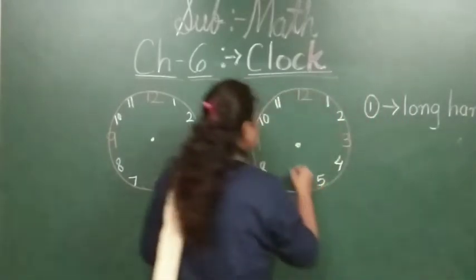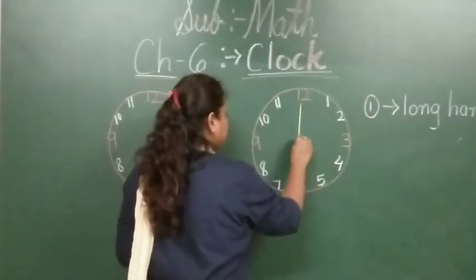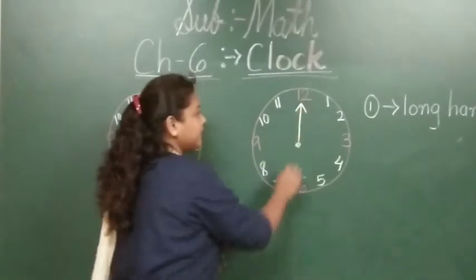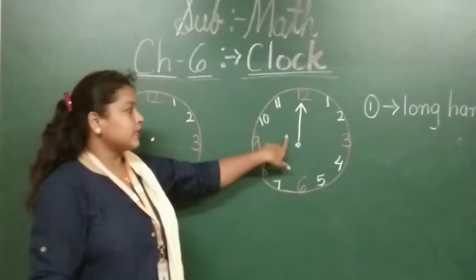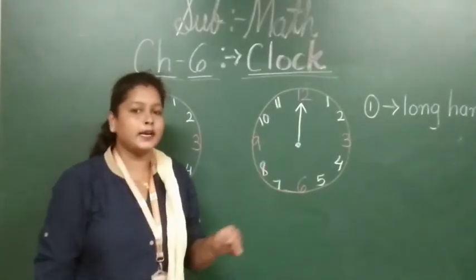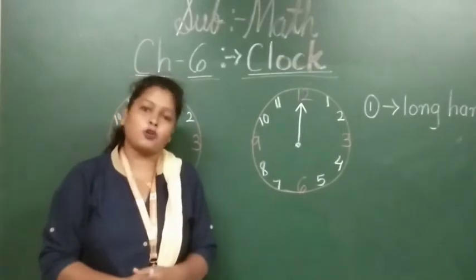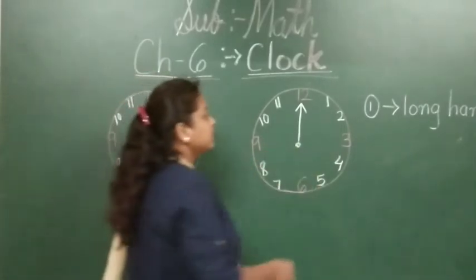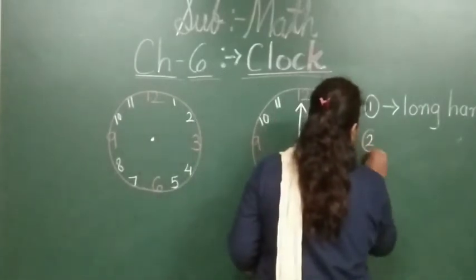Which I will draw here. Suppose I draw this long hand at the number 12. Right. So this is called the minute hand. What is this? Minute hand. So you can see in your clock also, the minute hand is a long hand. Right. The second one is the short hand.